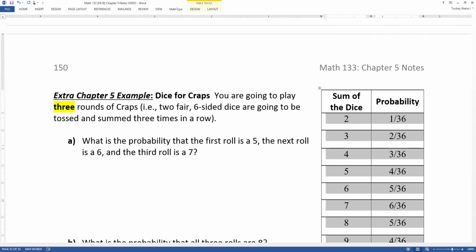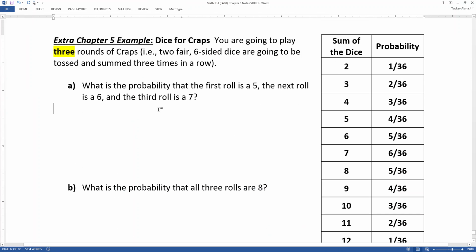Beautiful. So in this example, we're going to do a few different types of things that we've done along the way just to remind ourselves how to do them. The first one is, what is the probability that the first roll is a 5, the next roll is a 6, and the third roll is a 7? So you want first one thing, then the next thing, then the next thing. We want the probability of a 5 multiplied, and you'll see the "and" is right there. So we're going to multiply these probabilities.